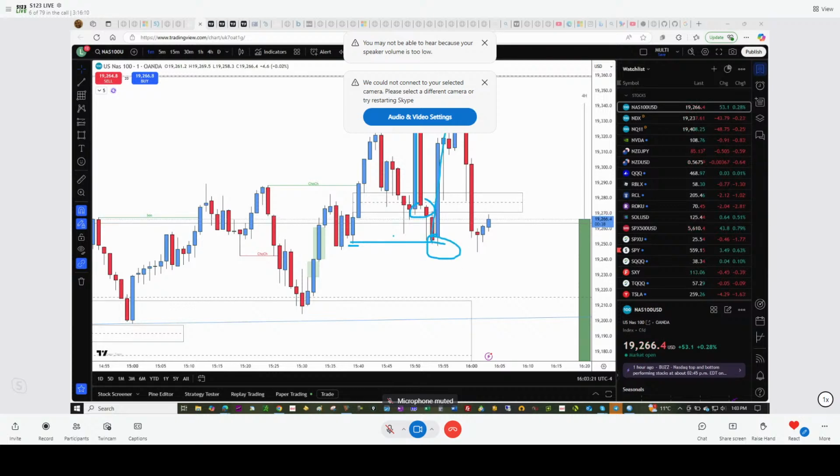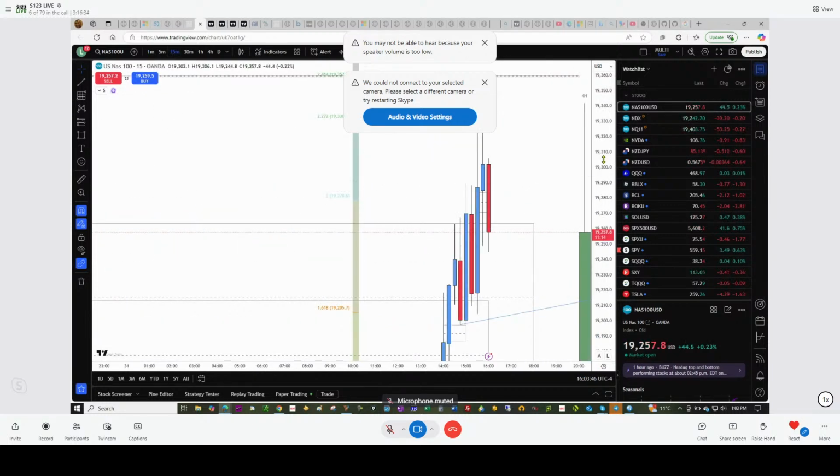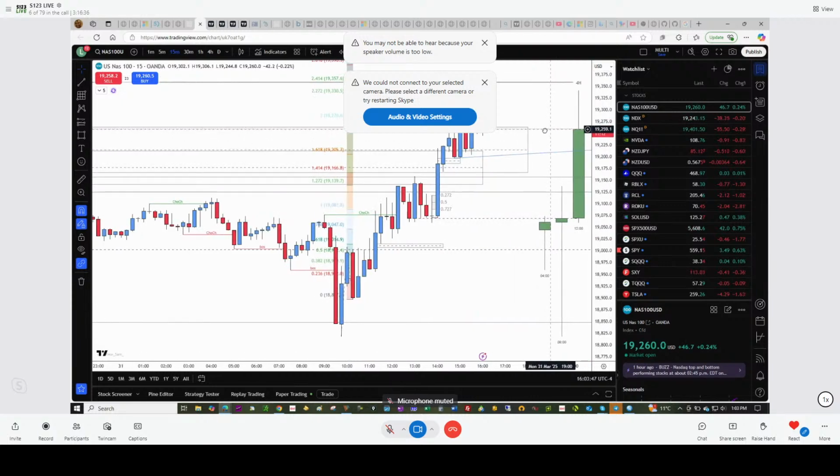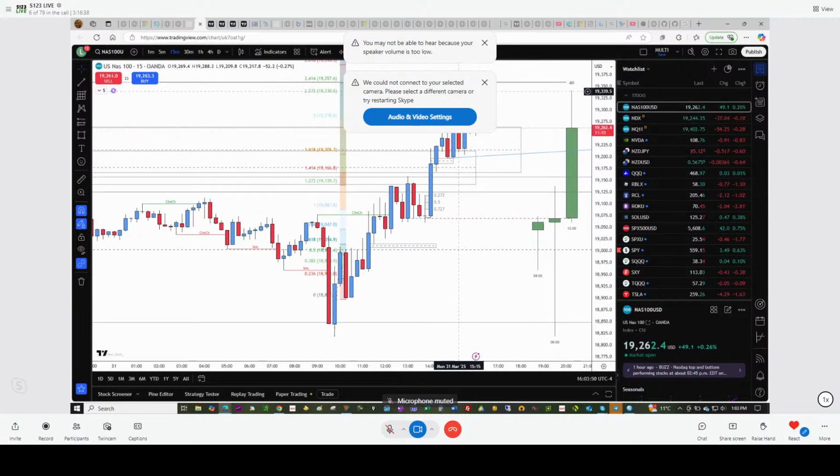Unfortunately, they still go up and take out the high. So do we expect them to go back up and take out the high again? It's possible, or we just go up and come back down. But we're very close to the top here, is what I'm saying right now, of this move off the 15-minute time frame. The 15-minute time frame is showing us a nice structure that could be the top.